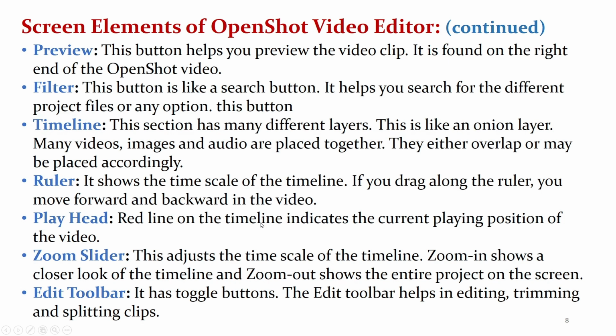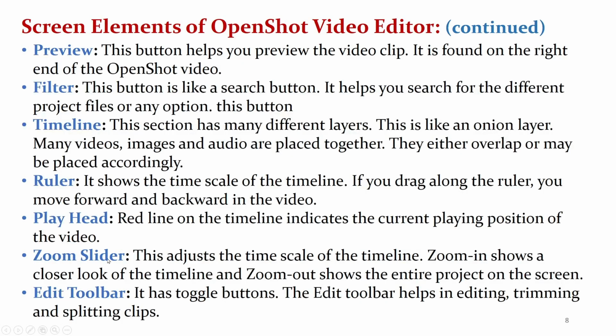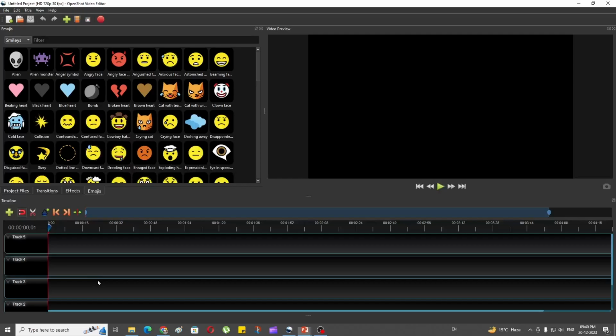The red line on the timeline indicates the current playing position of the video. Then there is a zoom slider. This adjusts the time scale of the timeline. Zoom in shows a closer look at the timeline and zoom out shows the entire project on the screen. So this blue color is your zoom slider.